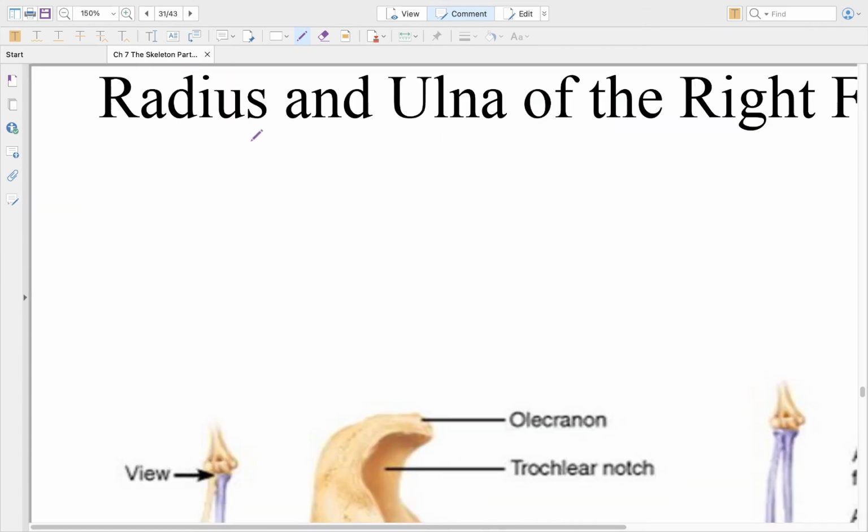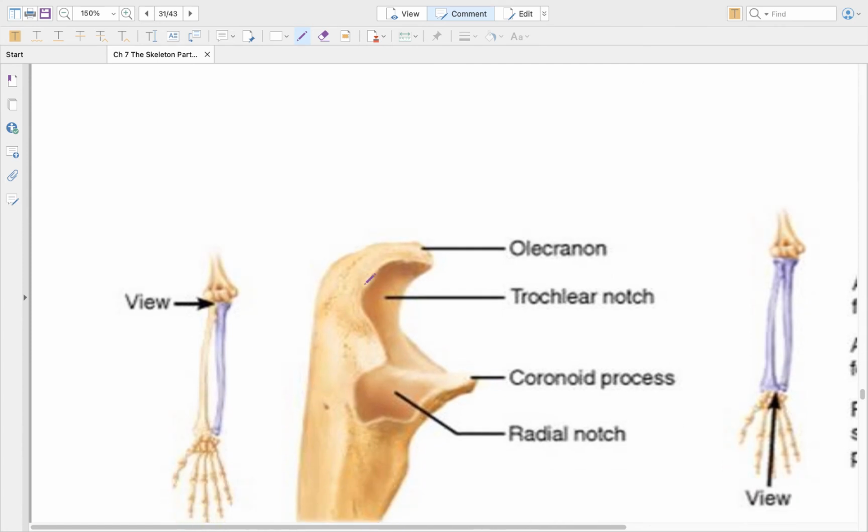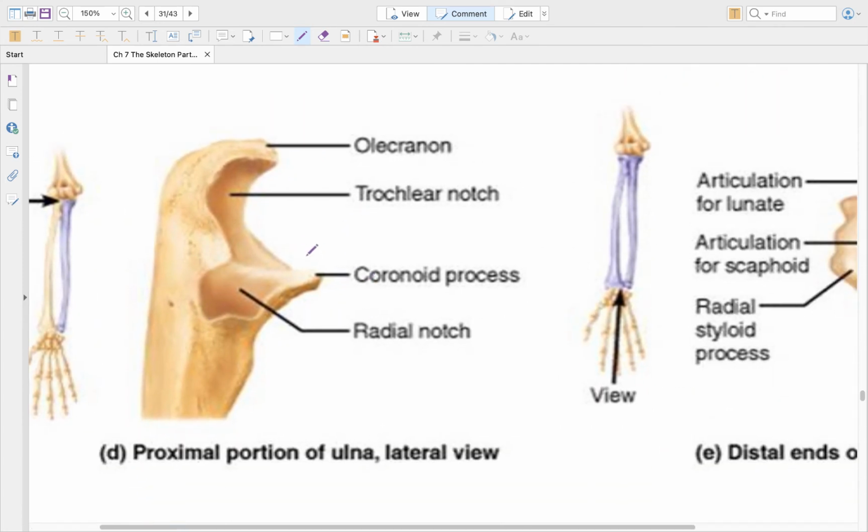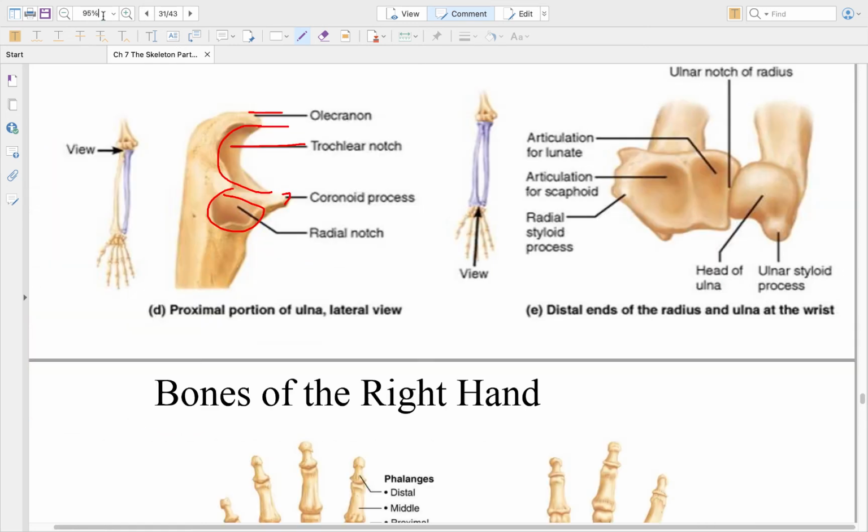There we go. There's the trochlear notch even closer. That's a better view. And then in that U, remember U for ulna, olecranon, trochlear notch. See this little peak, coronoid process. See this smooth area right here? Radial notch, because that's where the radius will connect.